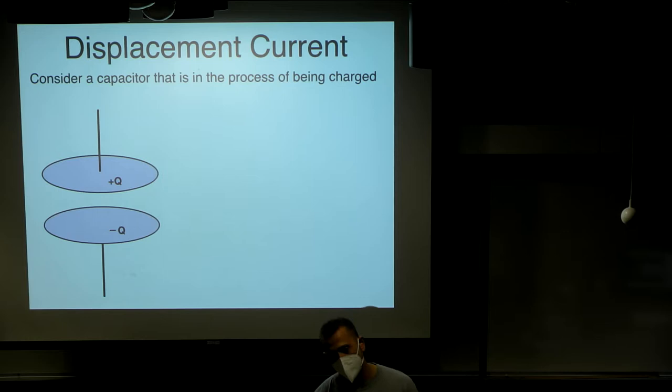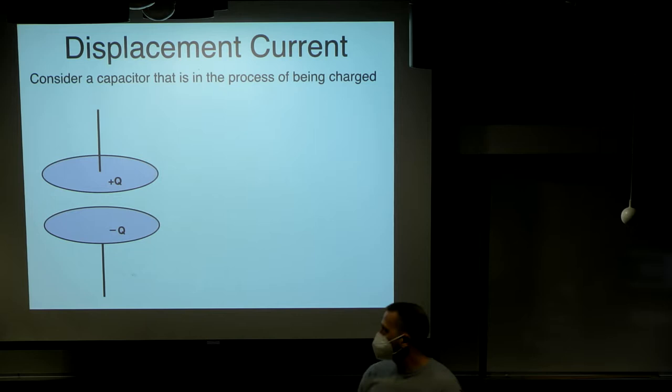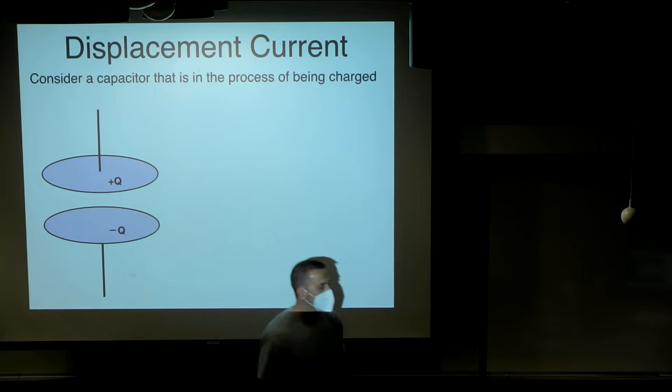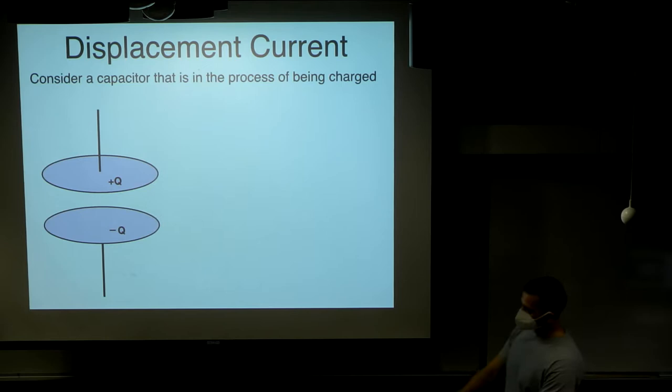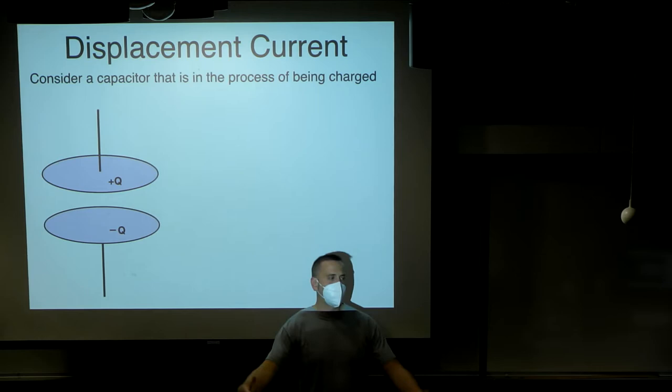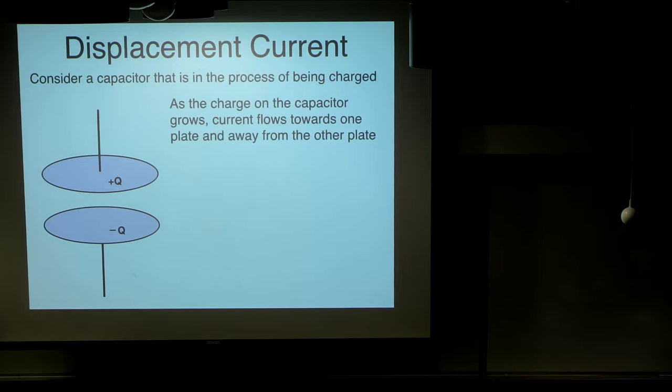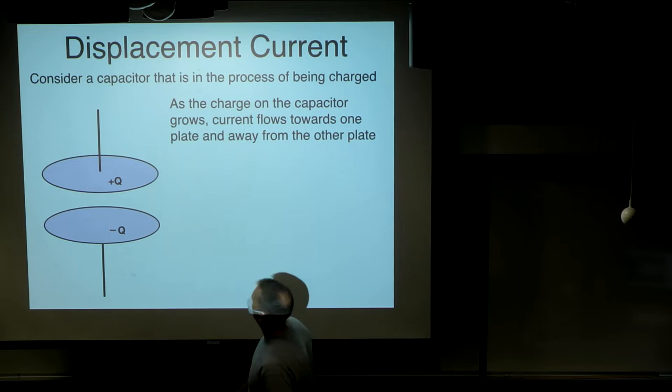So we're familiar with a capacitor consists of two plates, which are oppositely charged, plus Q minus Q, right? So let's say that the capacitor is not just sitting there with some fixed amount of charge on it. Let's say it's in the process of being charged. So more charge is being added to it over time. So if that's the case, then the charge on the capacitor plates is growing, right? This plus Q is getting bigger, and the absolute value of this minus Q is also getting bigger.